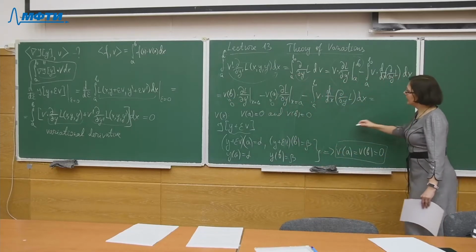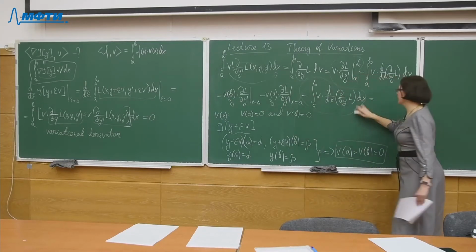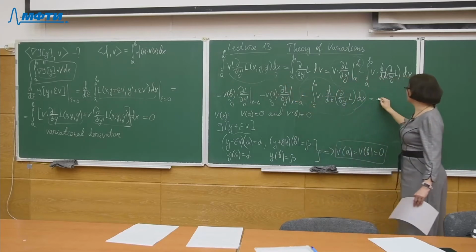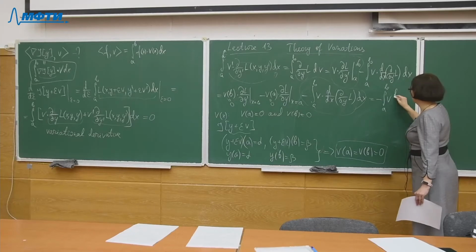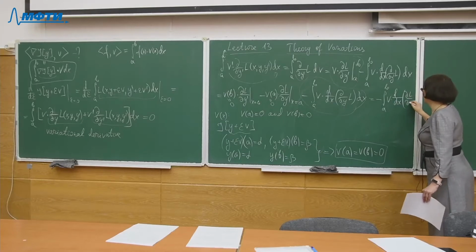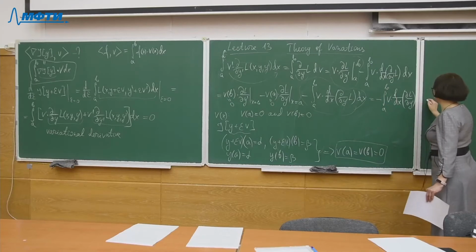And so we are left with only this part of the integral. So our original integral is equal to minus the integral from a to b of v times d over dx of dL over dy prime dx.